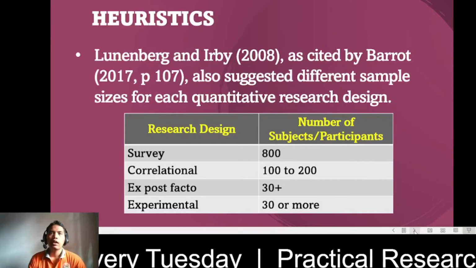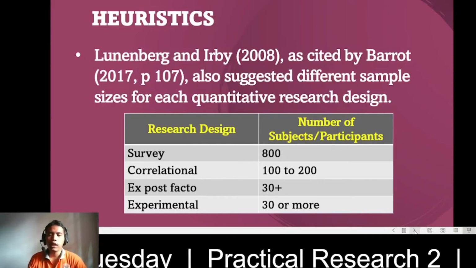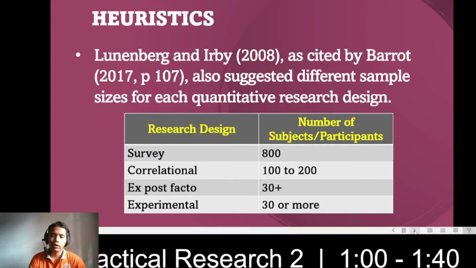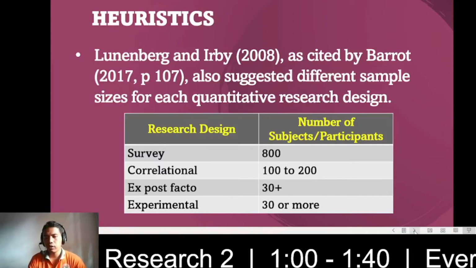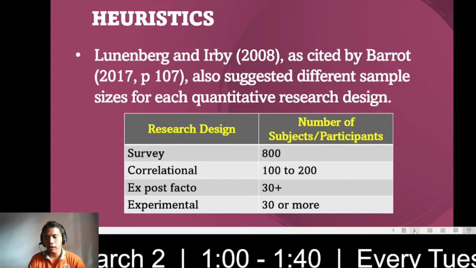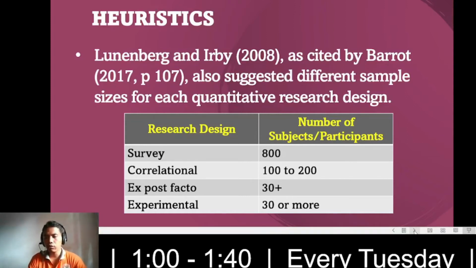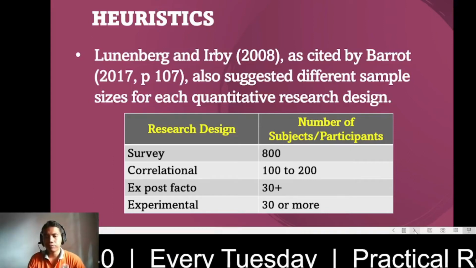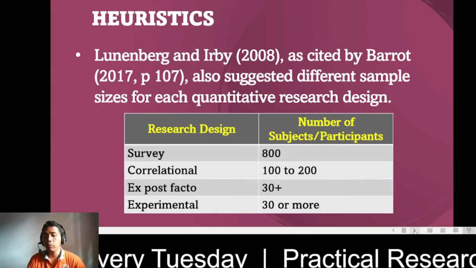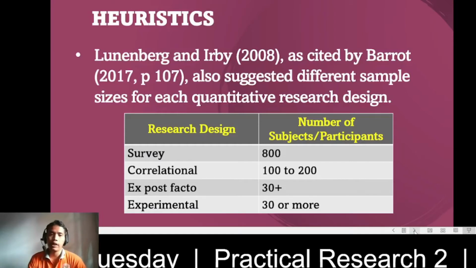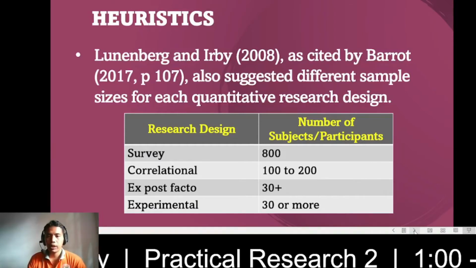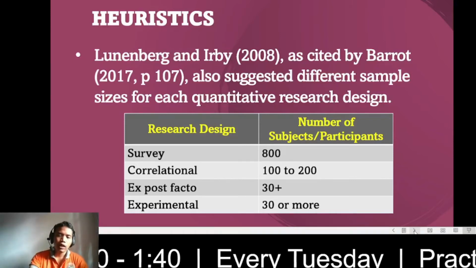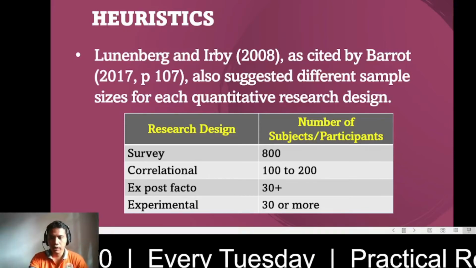Right? So, in your defense, yun nga sinasabi ko sa inyo. Kapag tinanong kayo ng professor nyo why you're using this number of participants based on your research design, let's just say experimental, but 30 lang yung ginamit mong participants. You can say that this is the rule of thumb when doing experimental research, and this is from Lunenburg and Irby. That's about heuristics. So I hope naklaro. If you have any questions, again, do not hesitate to comment.